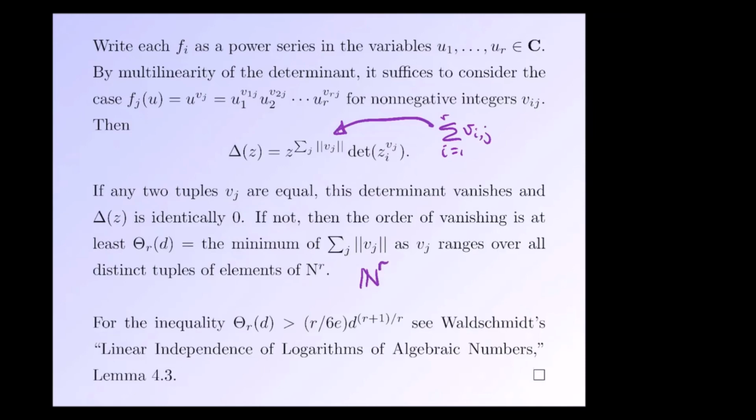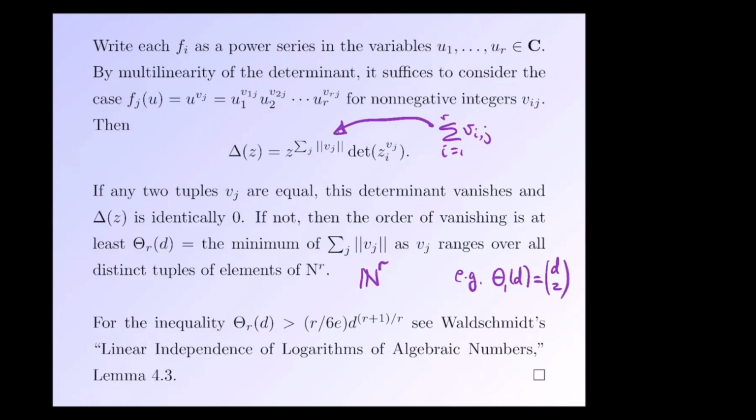So just to give you a simple example of what I mean by this, if r was 1, then I would need d distinct numbers. So I would have 0, 1, 2, 3, all the way up to d minus 1. And the sum of those is d choose 2. So this is the first example you can do in your head: theta is d choose 2. Okay, I hope that was clear.